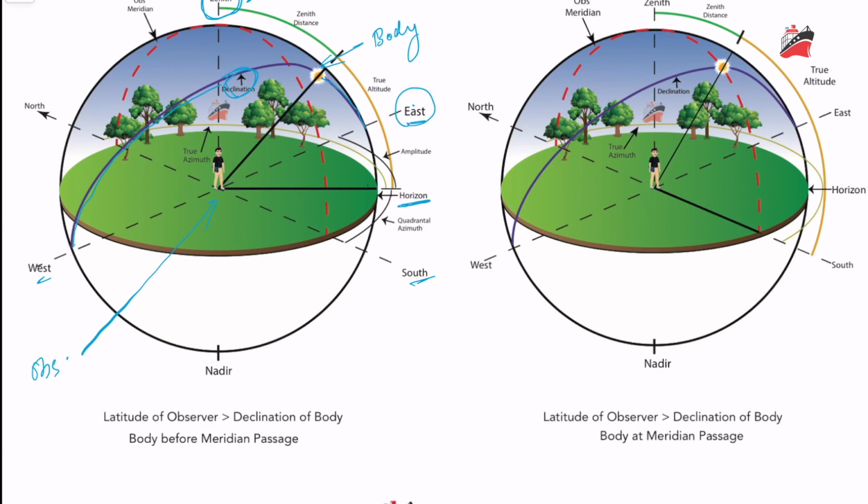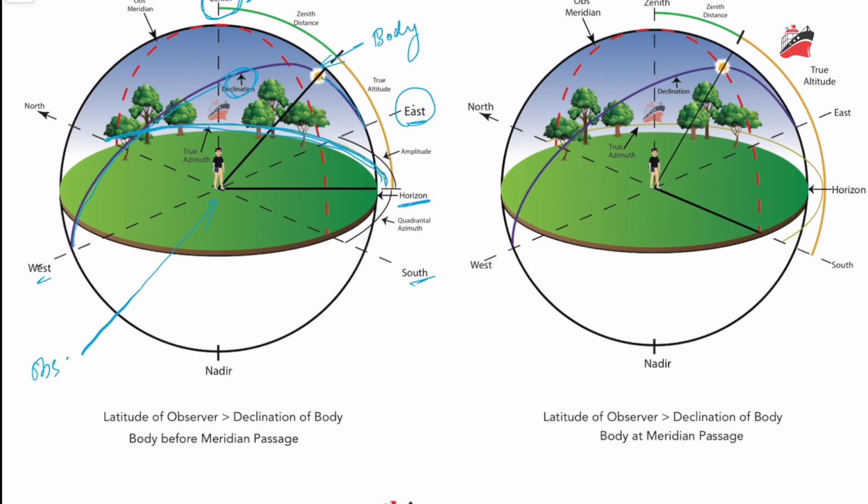Now this body, if I measure from the north direction, the point where I get the bearing, the azimuth, is the true azimuth of the body. Now if you see this green line on the aft, this is the azimuth of the body.